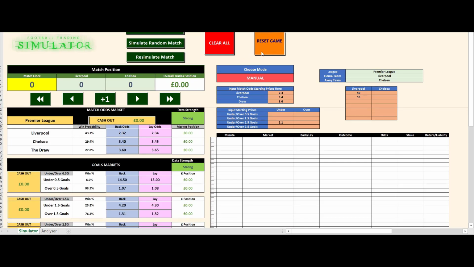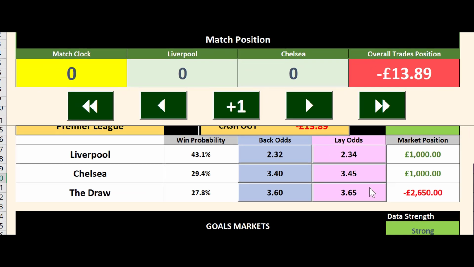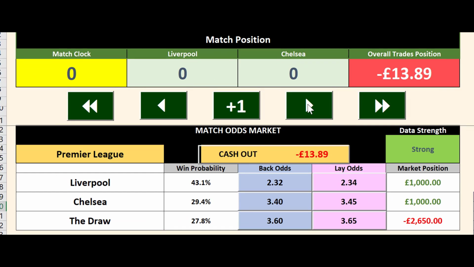Now I'm just going to reset the game and show you how we could try a little trade with it. Okay, you can use the tool to predict the future, but what if we wanted to try a little later draw trade? Okay, on this one, let's try this out. We're going to go in, we're going to lay the draw on this one, and then we're going to move it forward, and we're going to give Liverpool a goal after 30 minutes. Okay, so we know Liverpool are going to score a goal after 30 minutes.